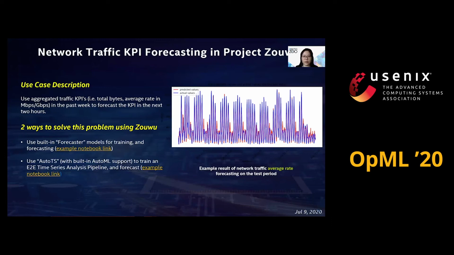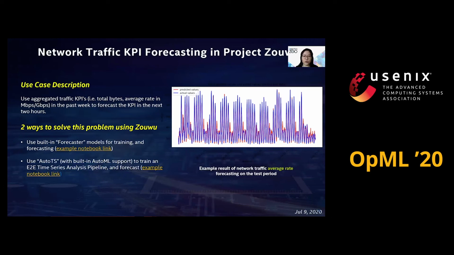In our case, in Project Zhou particularly, we use a public data set which contains real-world network traffic data maintained by the WIDE project. We have used the aggregated traffic KPIs such as total bytes and average rates as example targets for forecasting. And we use data in the past week to forecast the traffic in the next 2 hours.